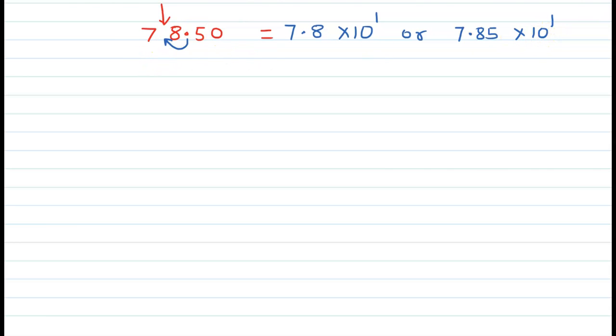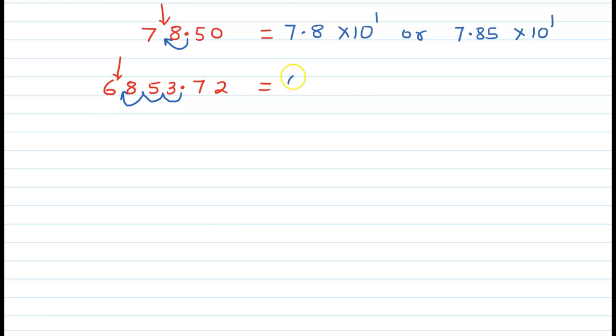Now let's see another question. So it is 6853.72. Okay. Now put an arrow here and the decimal is moving backward. So from here 1, 2 and 3. So you can write down here 6.853 into 10 to the power, how many steps back? 1, 2 and 3. So 10 to the power 3. Okay. Or if you want, you can write it like this as well, 6.85 into 10 to the power 3.